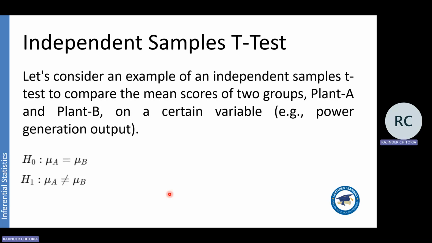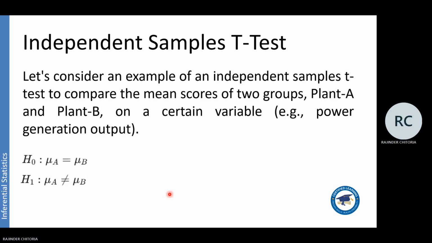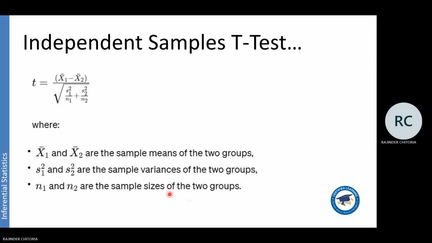So this is the hypothesis we start with. We are saying that the mean of plant A is not the same as the mean of plant B; that is the alternate hypothesis. When we say the mean of plant A is the same as the mean of plant B, that is our null hypothesis.